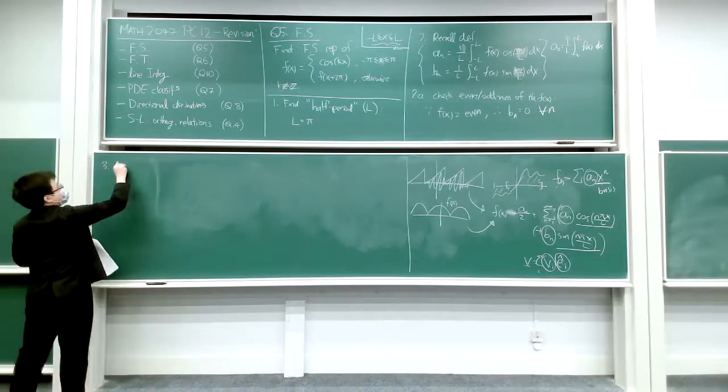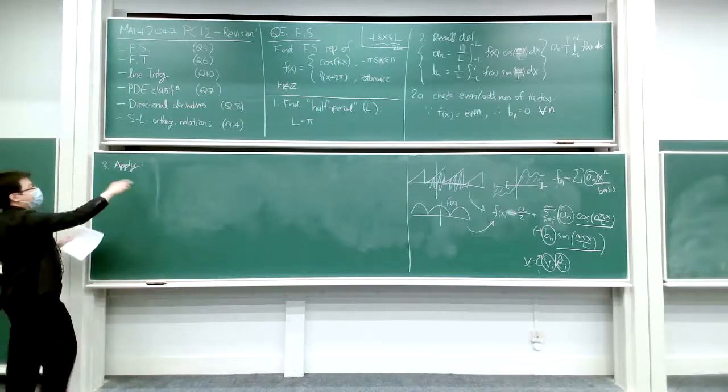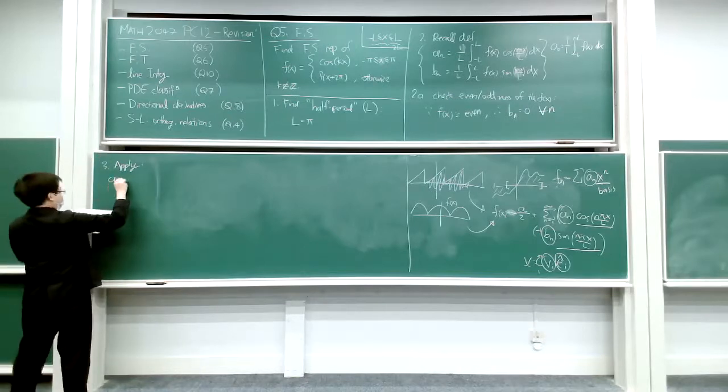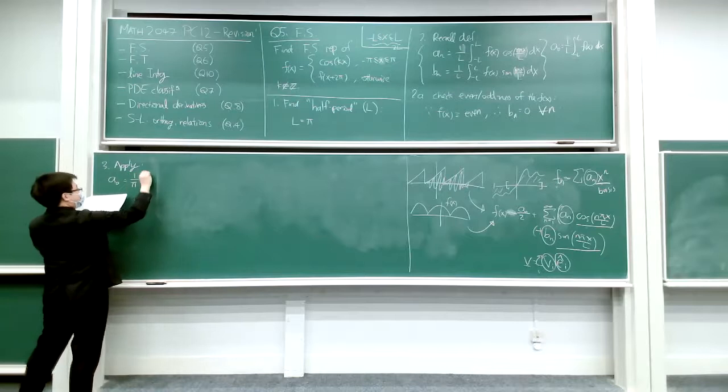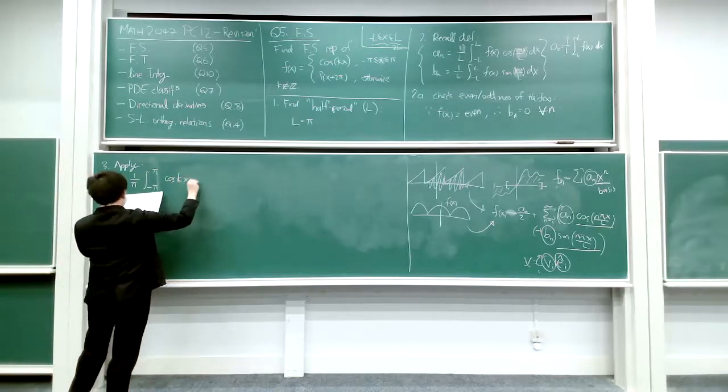So the three-step process: find L, write down the definitions, and just apply directly. A naught isn't really that exciting, so we'll sort of move on.